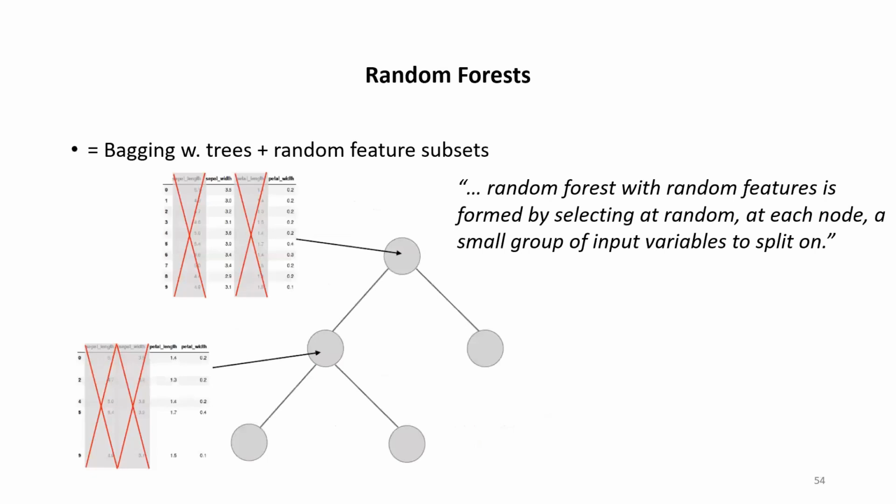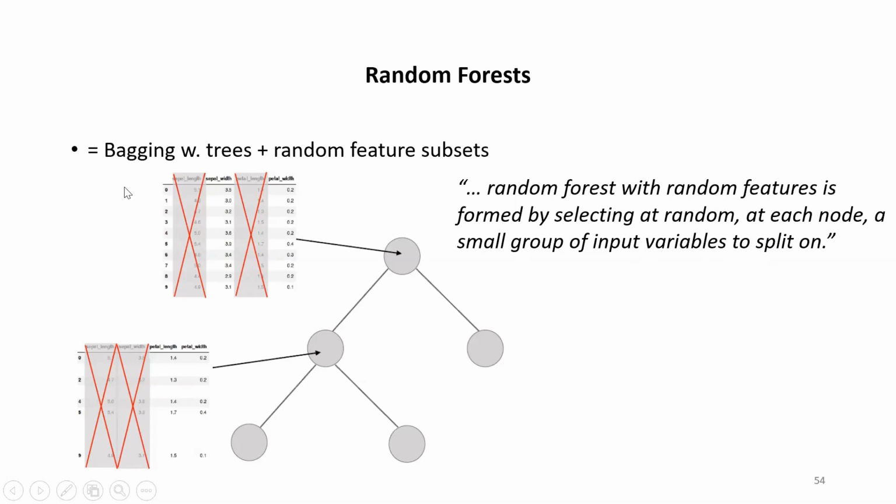I'll go with the random forest. Random forest is completely based on this bootstrap aggregating concept. They follow the bootstrap aggregating, but there is always some kind of randomness in this creation. Remember, guys, I've taken a definition saying that random forest with random features is formed by selecting at random at each node a small subgroup of input variables to split on.